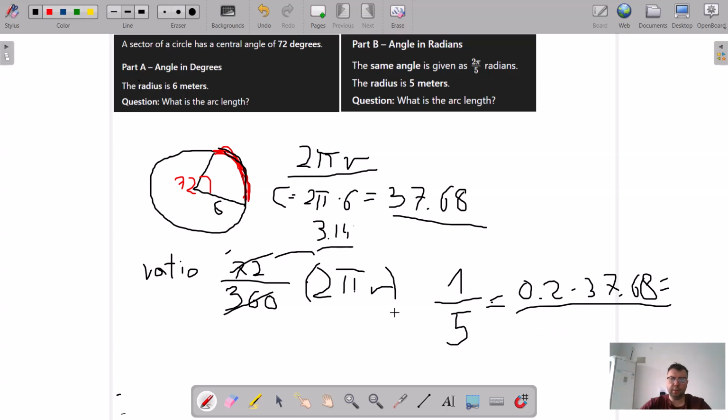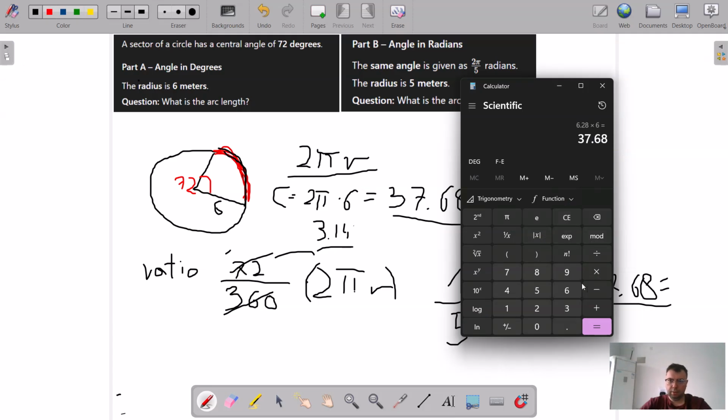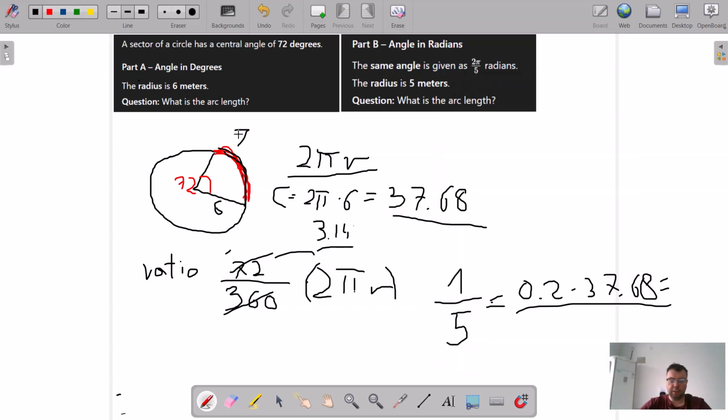So we see that the length of the arc is 1/5 of 37.68. So how much is it? You can divide it by 5 and you'll get 7.5. Yeah, so this arc has a length of approximately 7.5 meters, and we have solved the exercise.